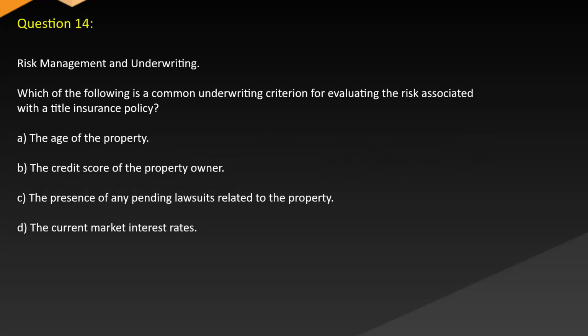Question 14. Risk management and underwriting. Which of the following is a common underwriting criterion for evaluating the risk associated with a title insurance policy? A. The age of the property. B. The credit score of the property owner. C. The presence of any pending lawsuits related to the property. D. The current market interest rates.